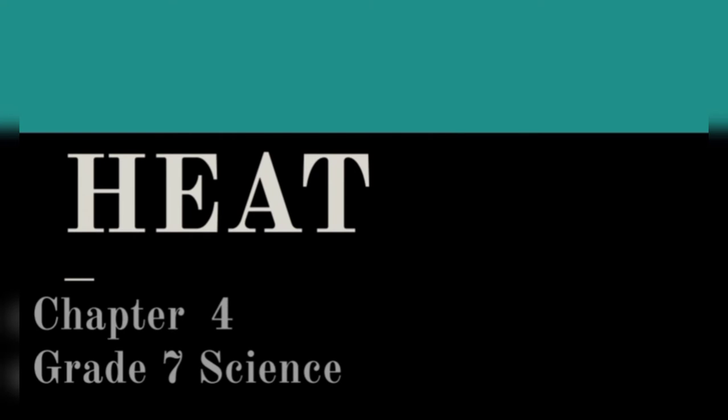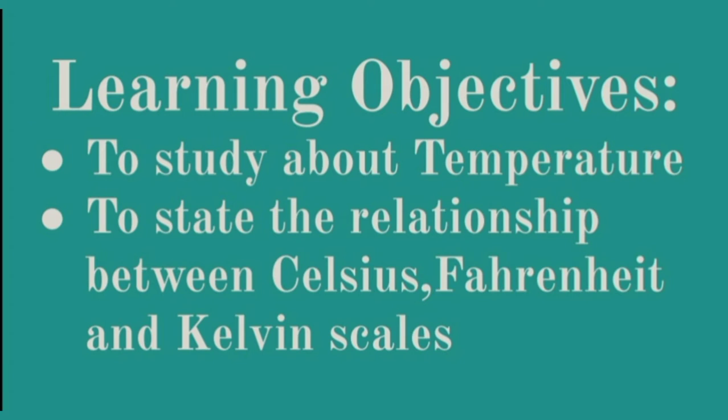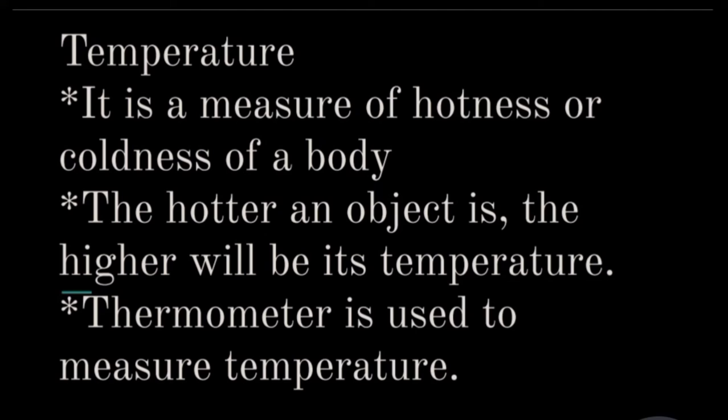Today we will discuss grade 7 science, heat and temperature. And the learning objectives are to study about temperature, to state the relationship between Celsius, Fahrenheit and Kelvin scales.